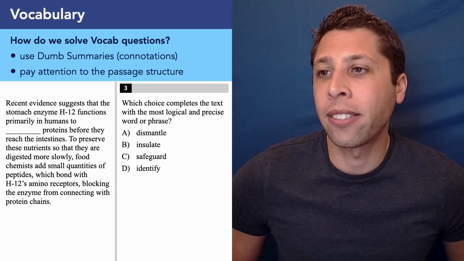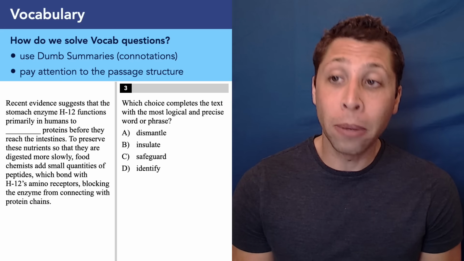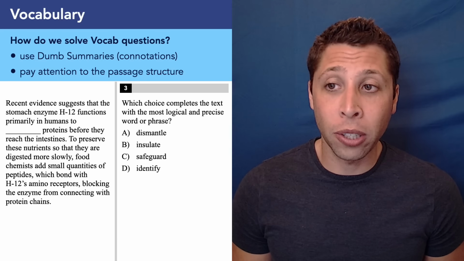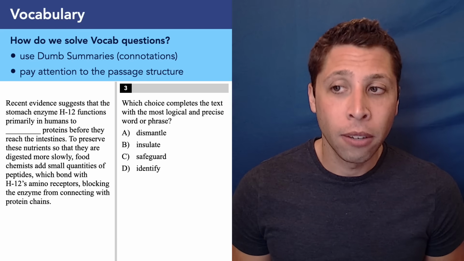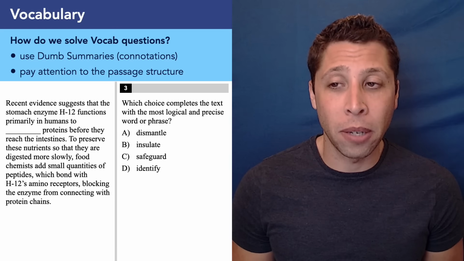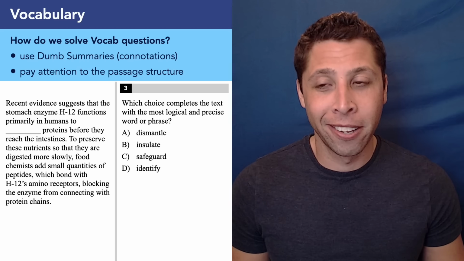Recent evidence suggests that the stomach enzyme H12 functions primarily in humans to blank proteins before they reach the intestines. To preserve these nutrients so that they are digested more slowly, food chemists add small quantities of peptides, which bond with H12's amino receptors, blocking the enzyme from connecting with protein chains.